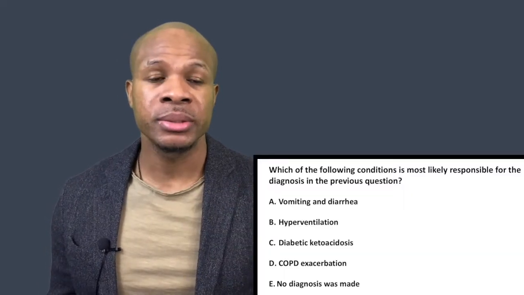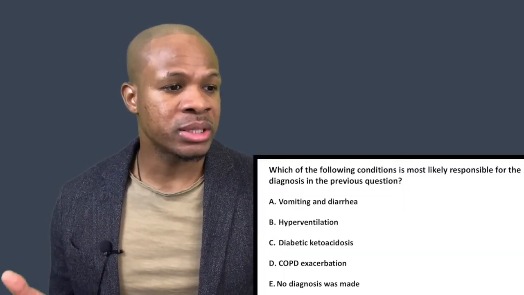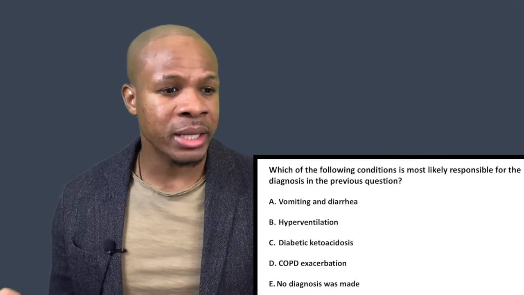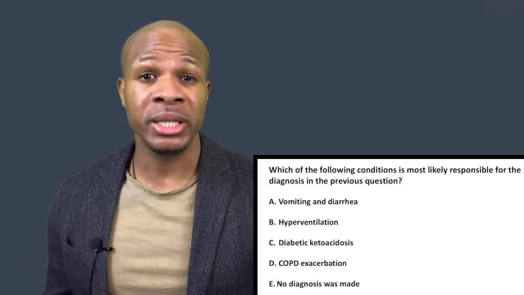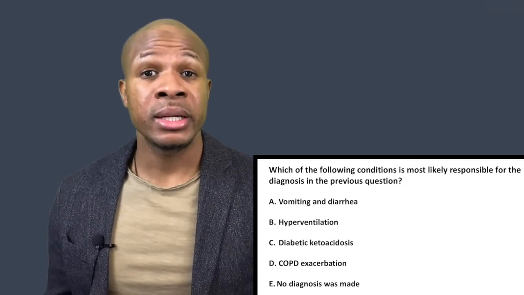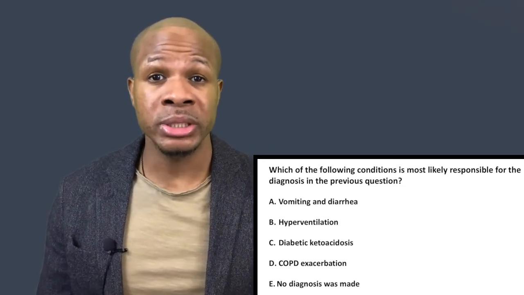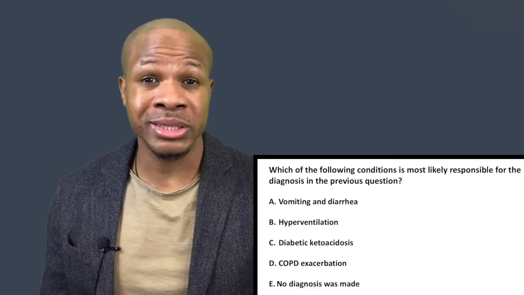All right, so let's move on to question number 2. Question number 2 says, which of the following conditions is most likely responsible for the diagnosis in the previous question? So in the previous question, we diagnosed the patient with respiratory acidosis. And in this question, we're looking for a logical reason that can explain acidosis in such a patient.